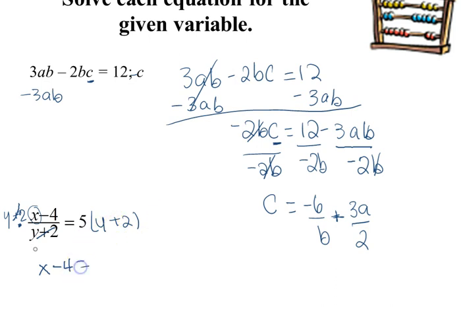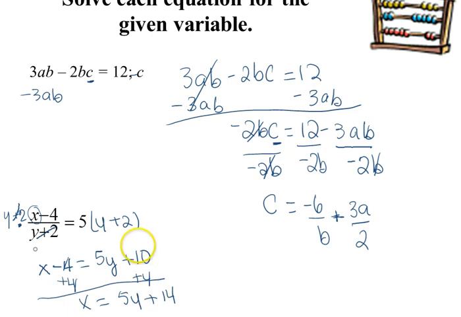is equal to, now here we have to distribute 5 times y is 5y, and then 5 times 2 is 10. And now we have to get rid of this negative 4, so we have to add 4 on both sides. Notice how I'm putting the 4 right below the 10 because those guys are like terms. So x will equal 5y plus 14.